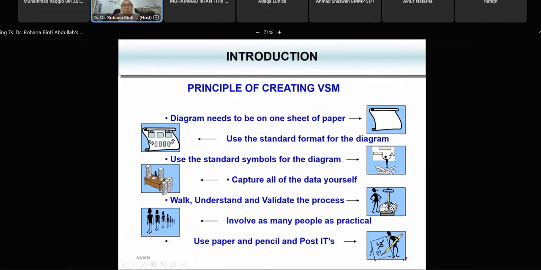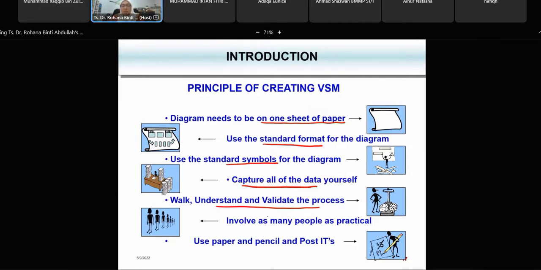So this is the principle of creating a value stream mapping. So biasalah, it needs to be on one sheet of paper. Sebab tu dia kata dia pen and pencil tadi kan. Use the standard format. Ini saya akan tunjuk nanti. Alright. Use the standard symbols. Ada standard symbol dia. Alright. Capture all the data. Alright. Walk, understand and validate the process. Sebab dia kena pergi manufacturing line, fahamkan betul-betul.